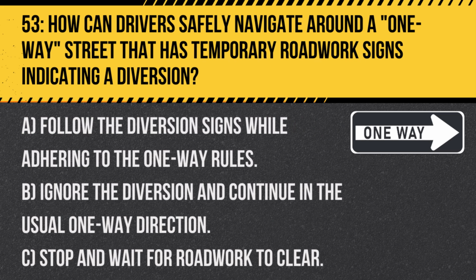Question 53. How can drivers safely navigate around a one-way street that has temporary roadwork signs indicating a diversion? A. Follow the diversion signs while adhering to the one-way rules. B. Ignore the diversion and continue in the usual one-way direction. C. Stop and wait for roadwork to clear. Answer A. Follow the diversion signs while adhering to the one-way rules. It's essential to follow temporary traffic controls for safety.